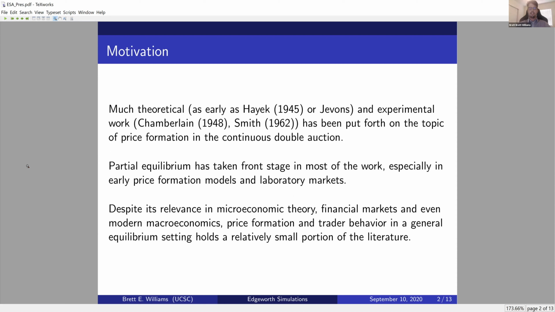So motivation, right? Price formation in continuous double auctions has been of interest since, some may say, as early as Hayek in 1945, but you could say even earlier, right? With Jevons in 1862 and 1871. And the experimental work was started in 1948 by Chamberlain with a decentralized market, and then Smith in 1962 with a more centralized market.